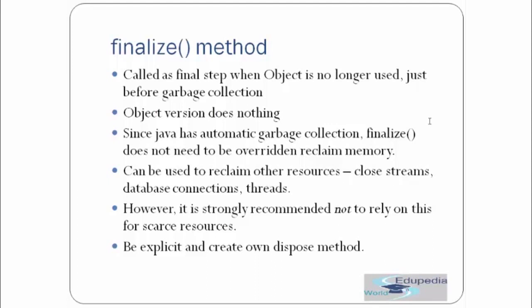Now let's come to the finalize method. Well, it is called as a final step when an object is no longer used, just before garbage collection. Okay, so it's a step to clean up your resources. The Object version does nothing since Java has automatic garbage collection. Finalize does not need to be overridden to reclaim memory, and it can be used to reclaim other resources like file streams, database connections, and threads. However, it is strongly recommended not to rely on this for scarce resources but to explicitly create your own dispose method. So this was about the finalize method.